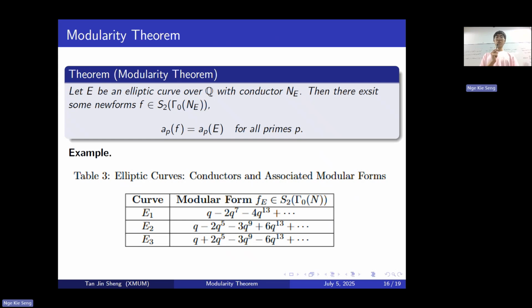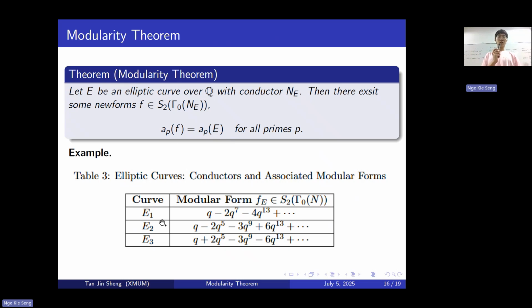Next, we can go through the modularity theorem. Let E be the curve over Q with conductor N. Then there exists some new form in this subspace. They have equality between their Fourier coefficients and the solution count of the elliptic curve. This is what the previous video says. It's a sequence like this.